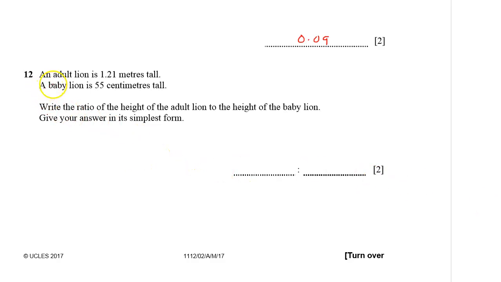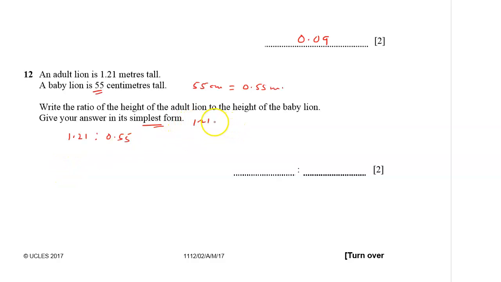Question 12. An adult lion is 1.21 meters tall, right? A baby lion is 55 centimeters tall. Write the ratio of the height of the adult lion to the height of the baby lion. Give your answer in its simplest form, right? So you find the ratio of 1.21, and of course we can change this 55 centimeters into meters. This will be 0.55 meters. So the ratio is 1.21 to 0.55. Therefore, you can see they have got 2 decimal places.